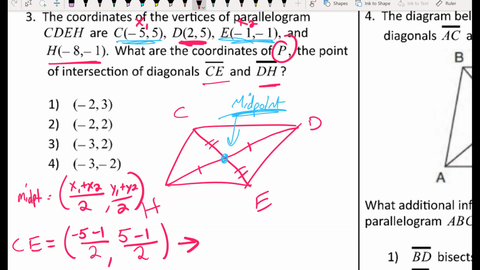And when I simplify these just a little bit, again, type this into your calculator, my x-coordinate is -6/2, which is -3, and my y-coordinate is 4/2, which is just 2. So the midpoint of both of these diagonals, or the point where they intersect, is going to be (-3, 2).